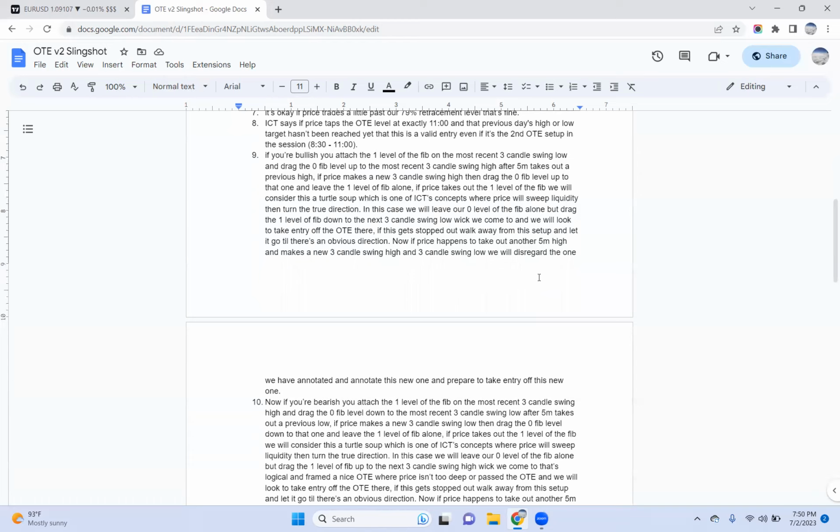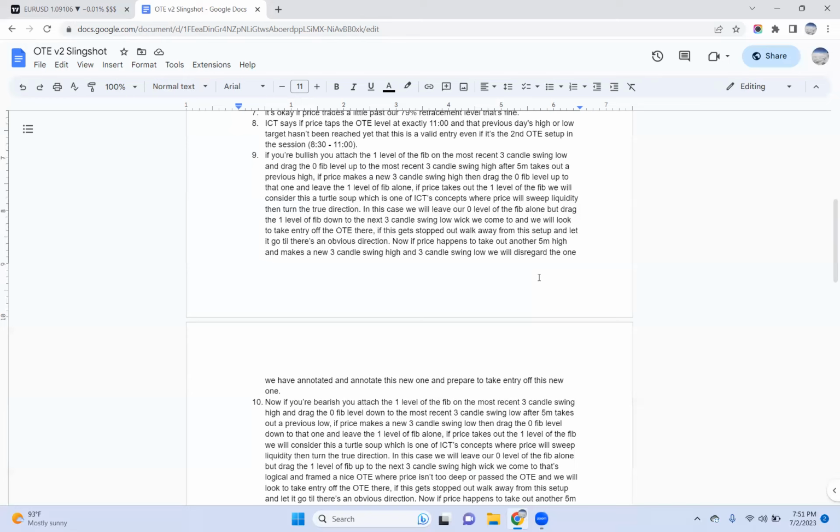In this case, we will leave our 0 level of the fib alone, but drag the one level of the fib down to the next 3 candle swing low wick we come to, and we will look to take entry off the OTE there. If this gets stopped out, walk away from this setup and let it go till there's an obvious direction.